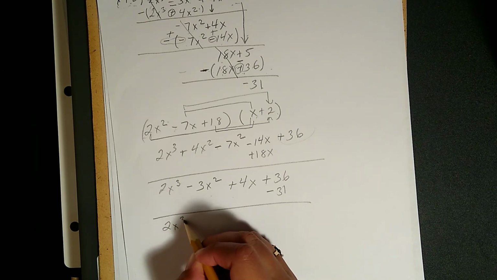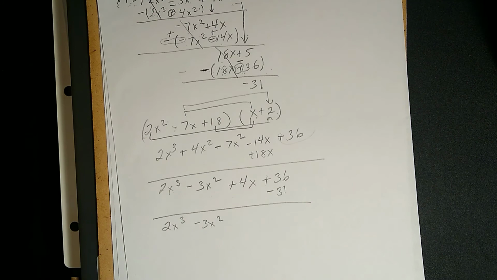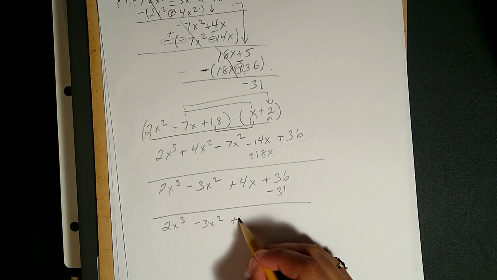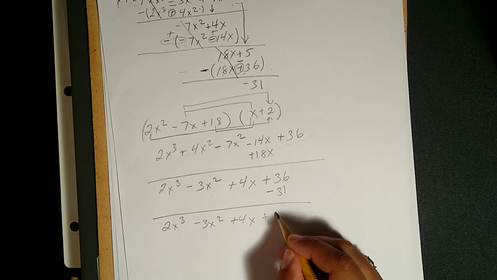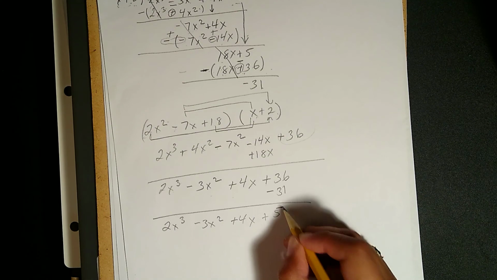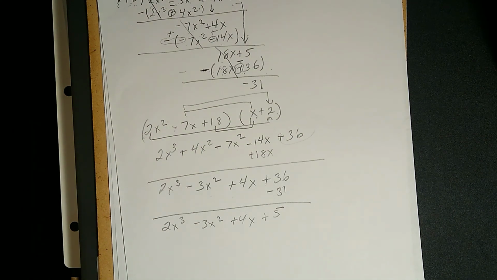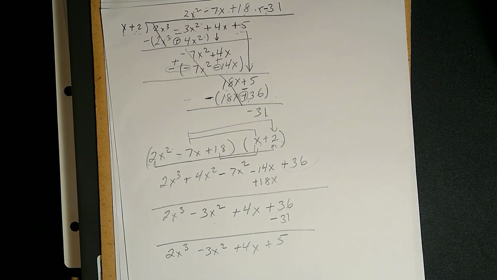We'll end up with 2x cubed minus 3x squared plus 4x plus 5. And that is how you solve polynomial long division.